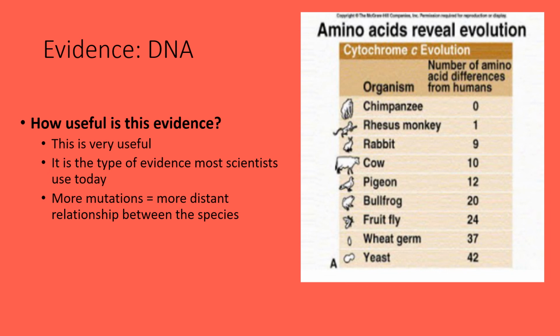But if we look at something like a fruit fly, a wheat germ, or yeast, there are lots of differences. There's 24, 37, and 42. This would show that humans and a fruit fly had a very, very distant common ancestor. It's been a long, long time since humans and a fruit fly evolved from the same common ancestor. So we would say that we're not very closely related. We have had a long, long time to make lots of differences between our DNA.